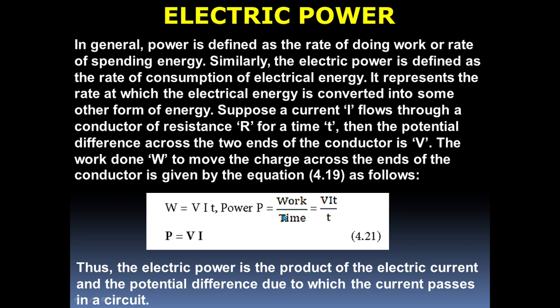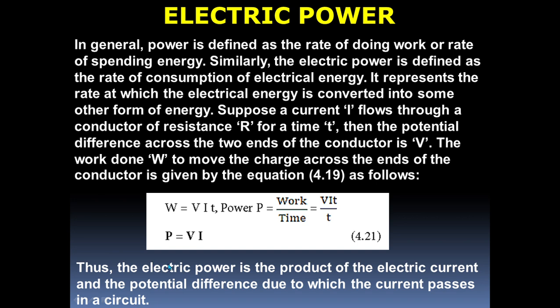Here power is equal to work divided by time taken. So work is VIt divided by t. The t's cancel each other. So power is equal to VI. Power is equal to VI, that means the product of the potential difference and the current. So the product of the electric current and the potential difference is nothing but power.